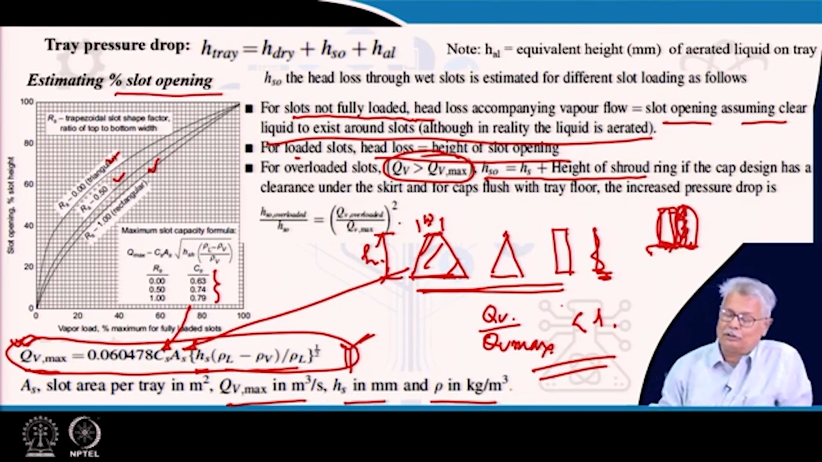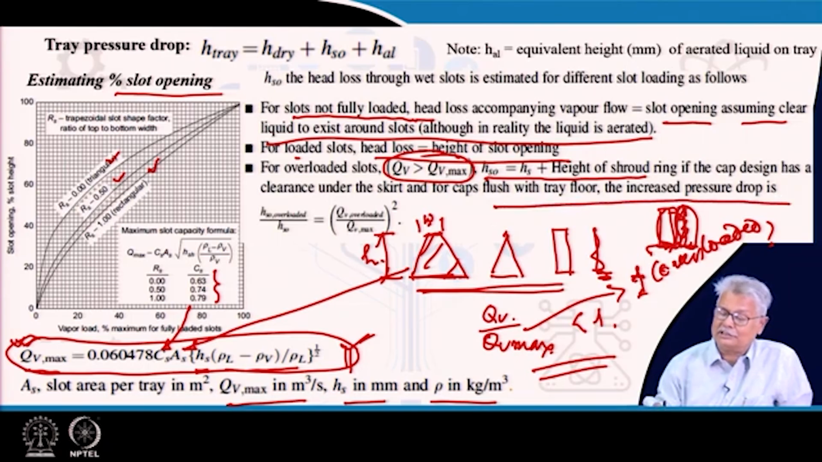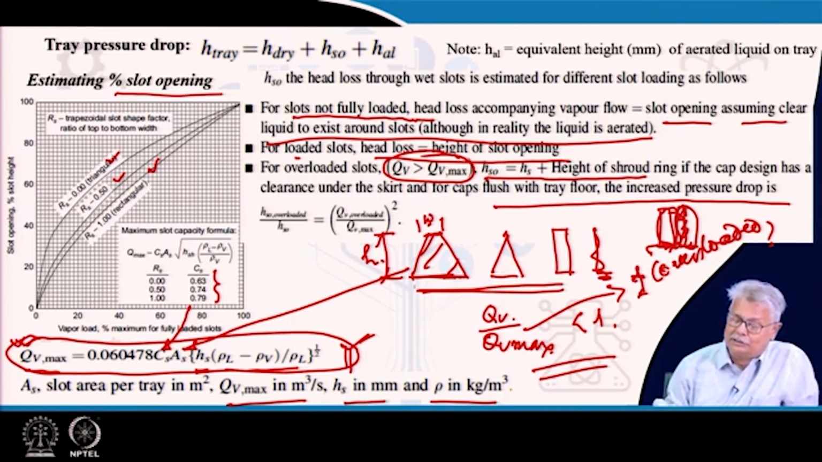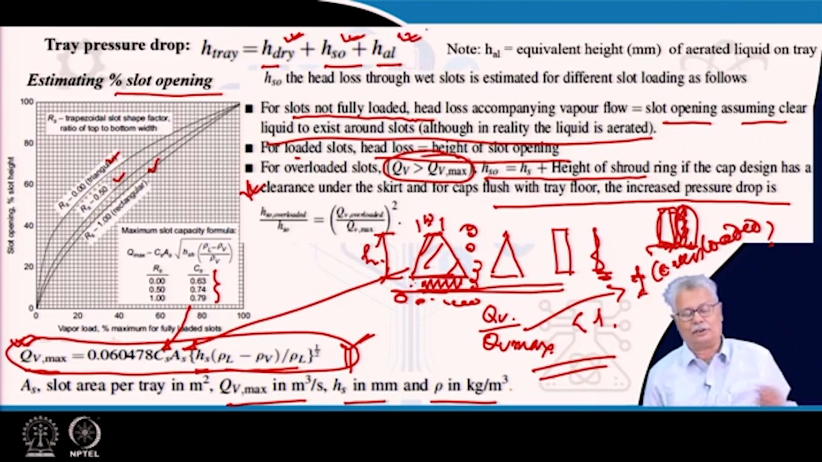In case of overloaded slots, it can always happen that your slots are fully open and you are still pushing more. That means this ratio in this case is greater than 1, that means it is overloaded. In that case, what you do is you add the height of the shroud ring, because in case of an overloaded slot, the shroud ring is immediately below; this portion is your shroud ring. So naturally you will have your bubbles coming out from below the shroud ring as well, and so that gets added. So this is how you estimate the different components of the H tray, which is the dry tray pressure drop, the slot opening pressure drop, and the aerated liquid pressure drop in case of bubble caps.